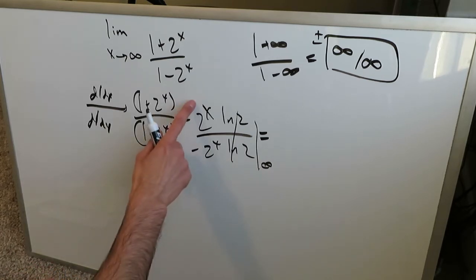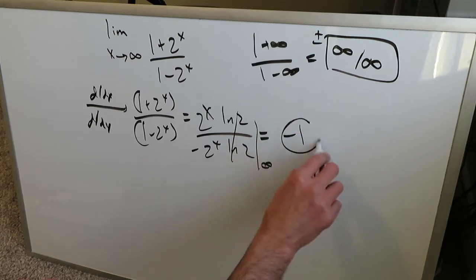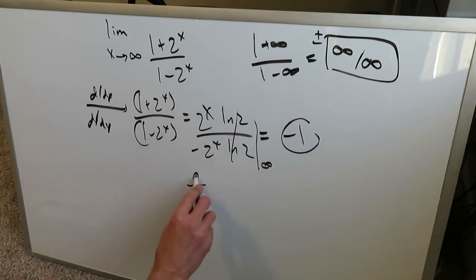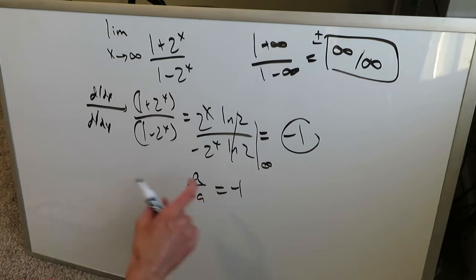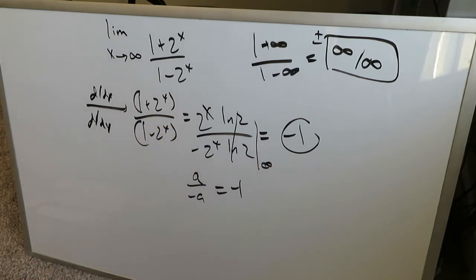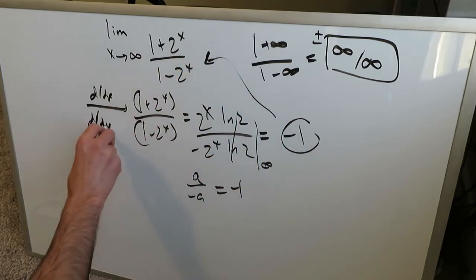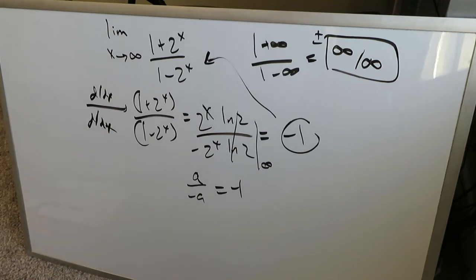But you can see this is the same thing divided by the same thing, except you have a minus 1 showing up, because it's the same thing as saying a divided by minus a, which would be minus 1. So you have minus 1 as your limit. You still have to use L'Hopital's rule, but you only have to do the derivative procedure once to get to your final answer.